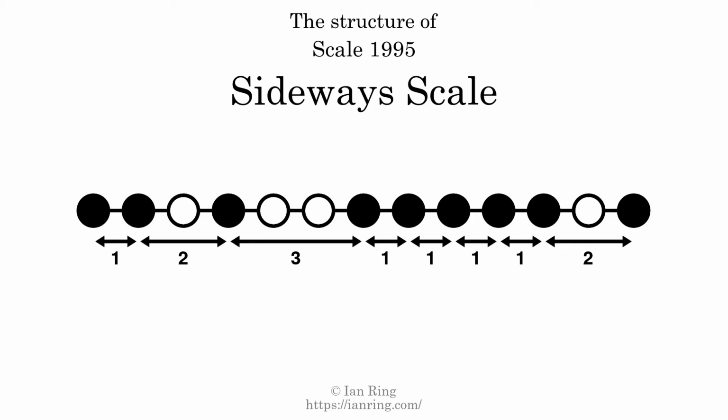The structure of a scale is a description of the interval distance between each successive tone. This scale has a structure of 1 2 3 1 1 1 1 2.